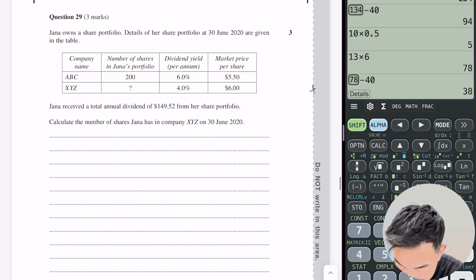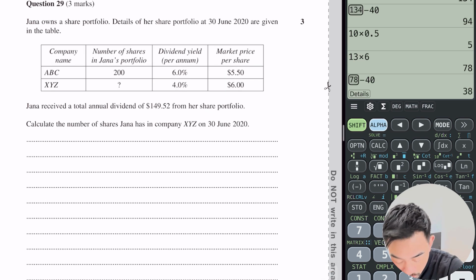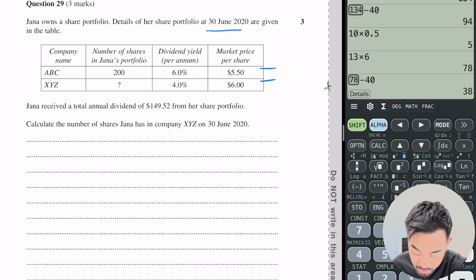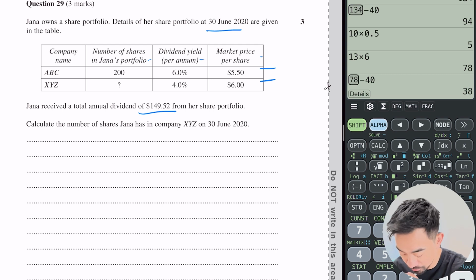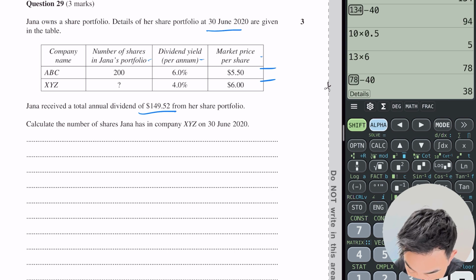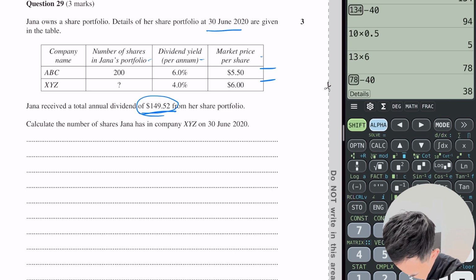So the tail end, here we go. 29. Yana owns a share portfolio. Details of her share portfolio at 30th of June 2020 are given in this table. Okay, so we've got number of shares, the dividend yield, and the market price. Yana receives a total dividend of this from her share portfolio. Calculate the number of shares Yana has in company XYZ on 30th of June. Okay, so she's getting a dividend of this much from both.